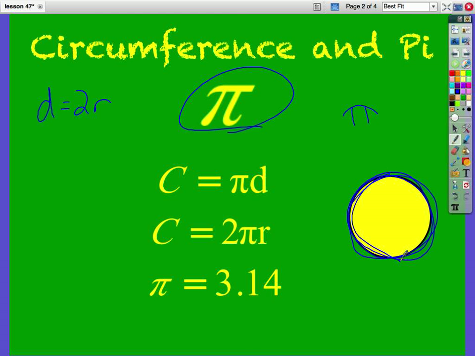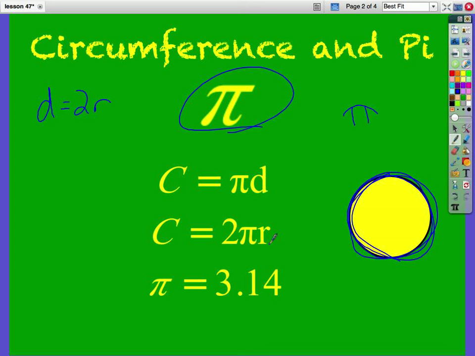Okay. To find the circumference, I can take pi times the diameter, or 2 pi times the radius. We're going to use 3.14 for pi. Pi is a really long, irrational number. It's a decimal that never ends. So to approximate, we say that pi is equal to 3.14. You will need to remember that pi is 3.14.